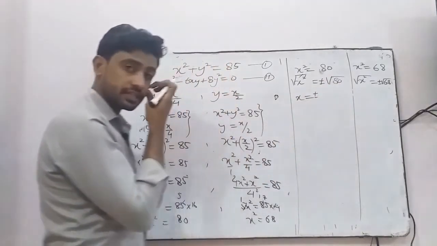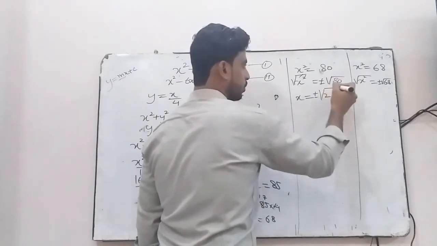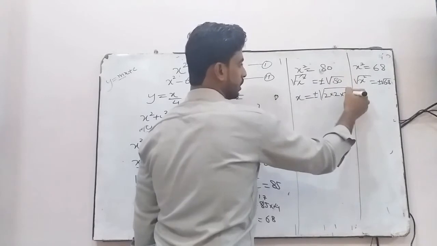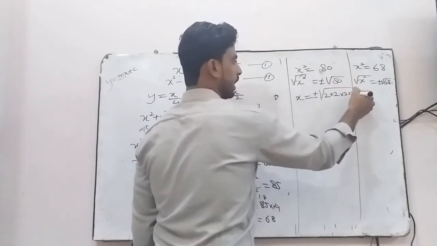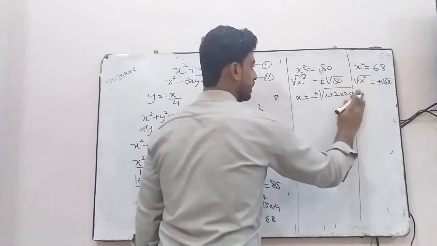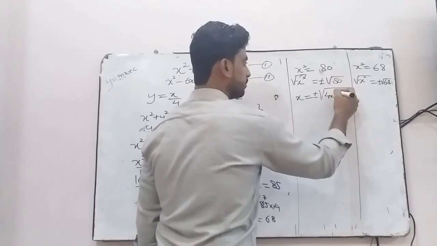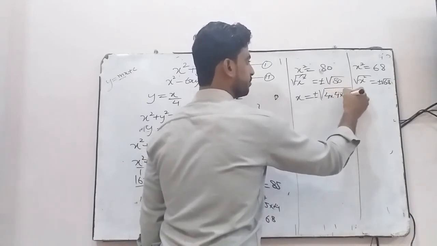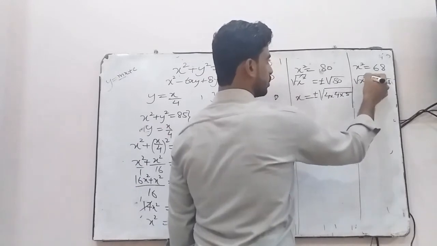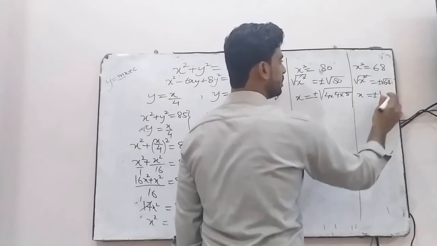Now what should be the factors of 80? It should be 2, 40 remains, 2, 20 remains, another 2, 10 remains, another 2, 5 remains. So we can write it as 4 times 4 times 5, easy. And here the square root cancels, positive negative √68.